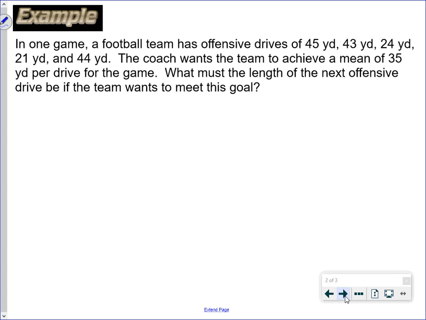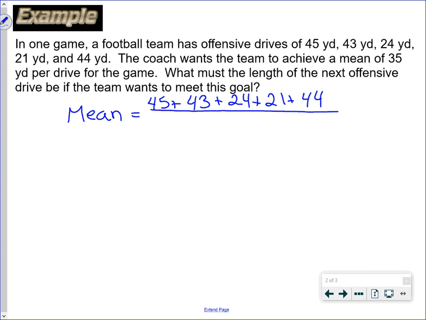So if we were going to figure out a mean, we would add our values together, and then we would divide by the total number of data pieces we have. But in this one, we are missing one of our data pieces. We want to figure out not what the mean is, but what this last data piece is. So we have this missing value.